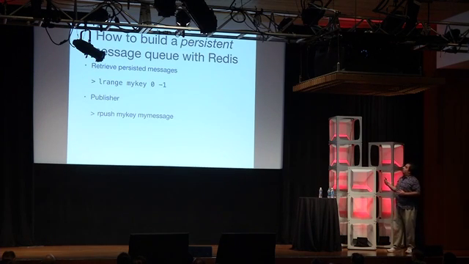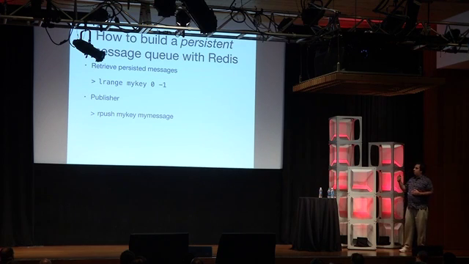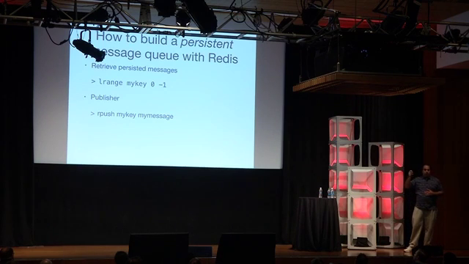So now, let's look at how we build a persistent message queue with Redis. There's many ways of doing this, so this isn't the only way to do it. But basically, all we need is a list. We store messages in a list, and we pull everything. So my key would be a job and a host name, and we just get everything in there.